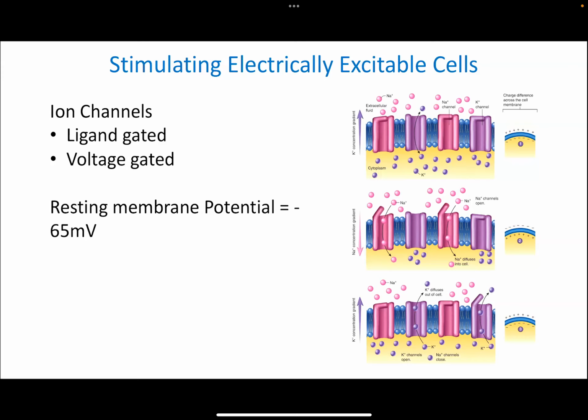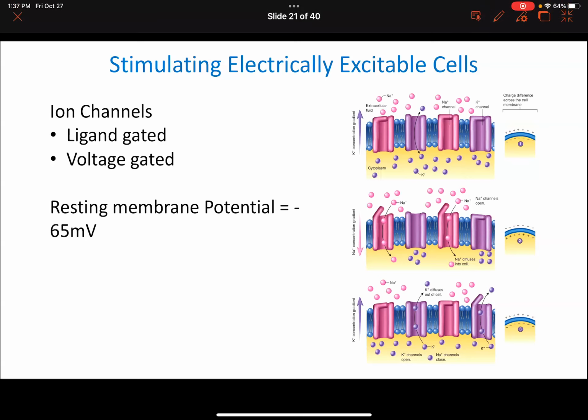These ion channels exist in two forms. They exist as ligand-gated and they exist as voltage-gated. What this means is that the ligand-gated requires a ligand. It requires a molecule to bind in order to open up. And we have this example here in this pink membrane. Something binds, a molecule binds, and it will flip open the gate. That's an example of ligand-gated.